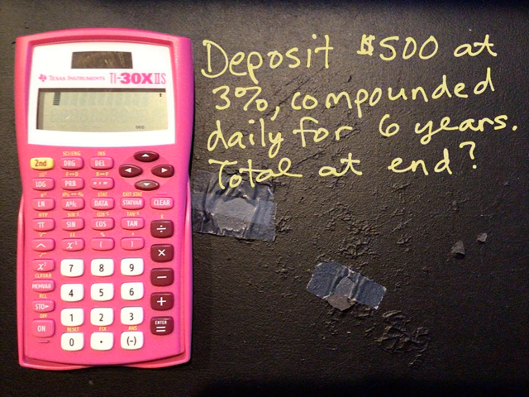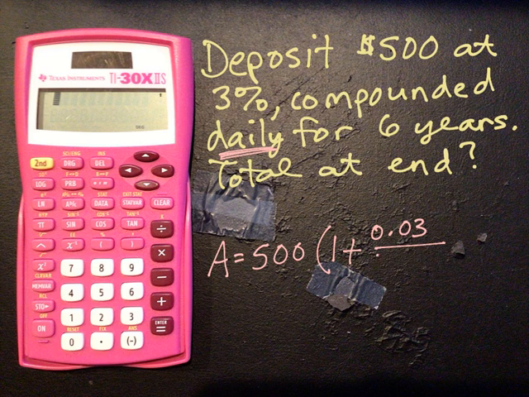If you deposit $500 at 3% compounded daily for 6 years, what is the total at the end? So we say, okay, I need first to write my formula. My principal, parentheses, 1 plus the rate is 0.03. Daily, we use 365 days in a year. And then my exponent will be 365 times 6 because this is a 6-year loan.